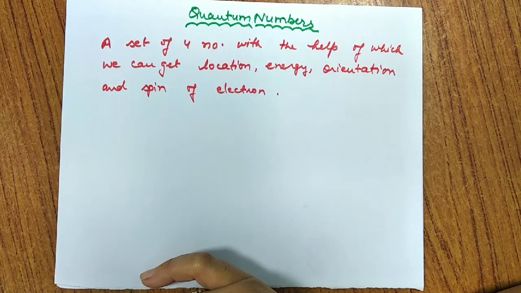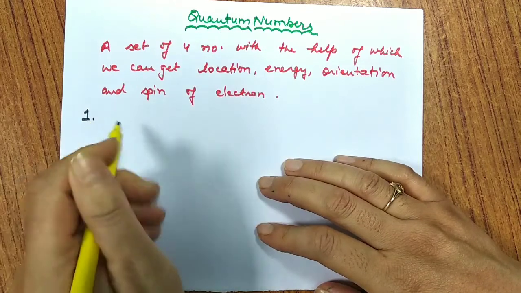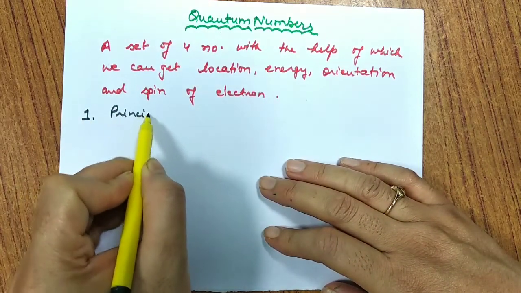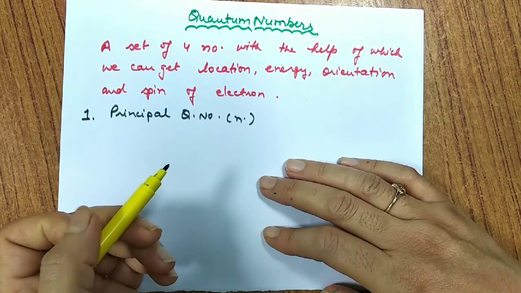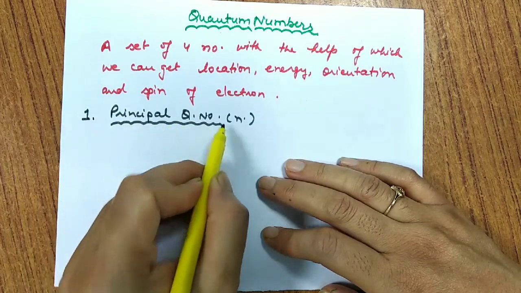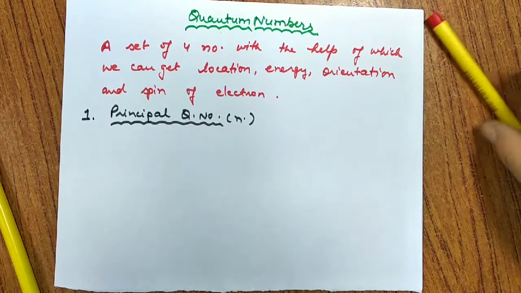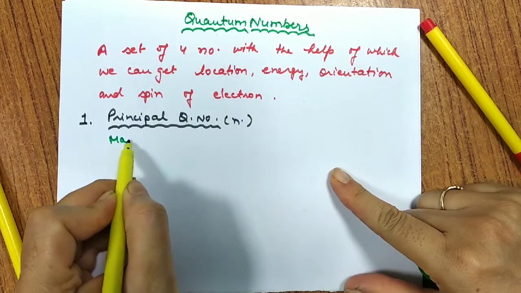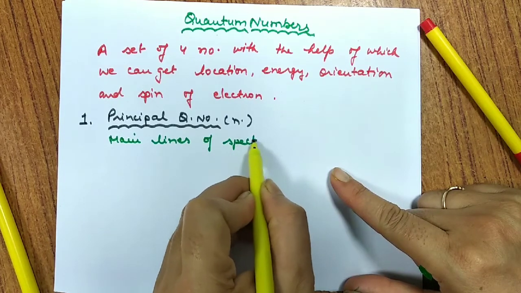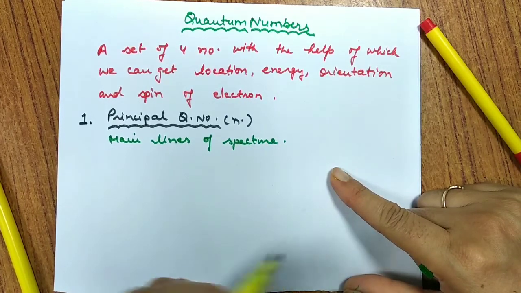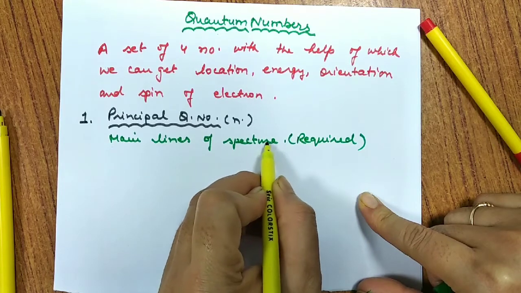So what are these 4 quantum numbers? Let us discuss one by one. The first quantum number we have is the principal quantum number, and it is represented by small n. Now what is the role of this principal quantum number? What does it tell us? So the first thing is, it is required to explain the main lines of the spectrum. It tells us about the main lines of the spectrum.